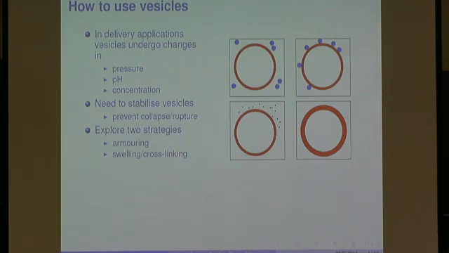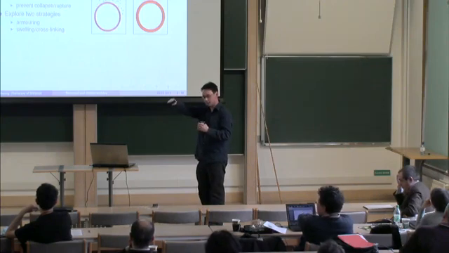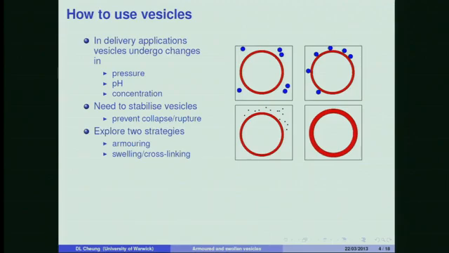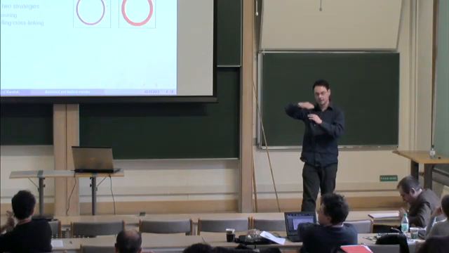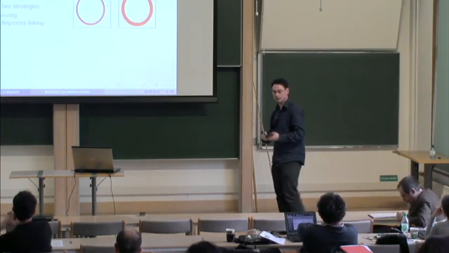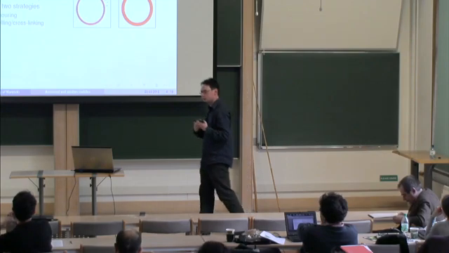There are a number of strategies you can think about, and let's look at two of them. The first is armouring the vesicle, putting a coating on the outside, for example coating it with colloidal particles, which helps keep it robust and keeps unwanted things away from the vesicle. Another is swelling the vesicle: something small and hydrophobic goes into the interior of the bilayer and makes it thicker, and if you cross-link that, you can hopefully make the vesicle more stable.